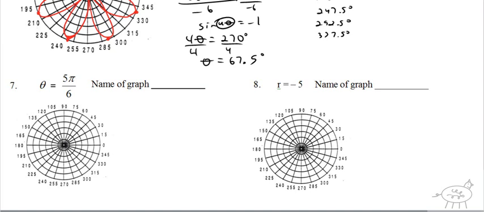All right, we got 2 more graphs here, math fans. Theta is equal to 5 pi over 6, and r is equal to negative 5. Well, what is 5 pi over 6? Well, it's kind of nice actually to put that into degrees. And if I do that, I get 150 degrees.